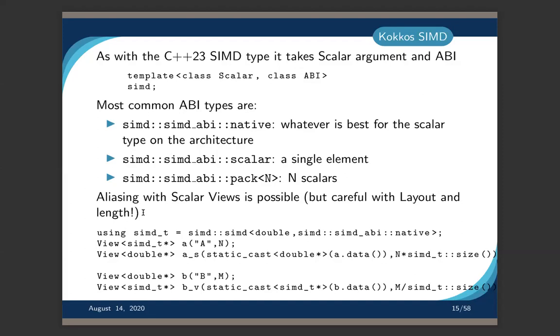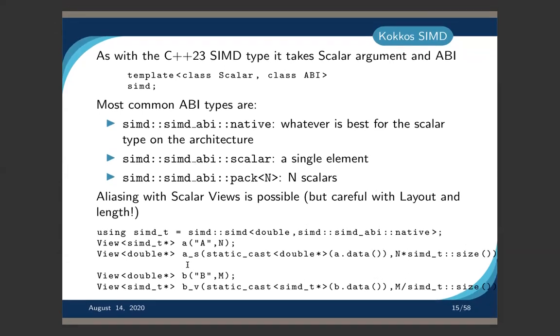You can also alias with scalar views, as long as you're careful with layout and length. Obviously, if you do it for 1D things, it's relatively simple. So you can actually do it both ways around. You start with a view of SIMD types of length n, and then the double view would just be n times SIMDT size. And you just get the pointer out, you cast the pointer to double star and do whatever you want.